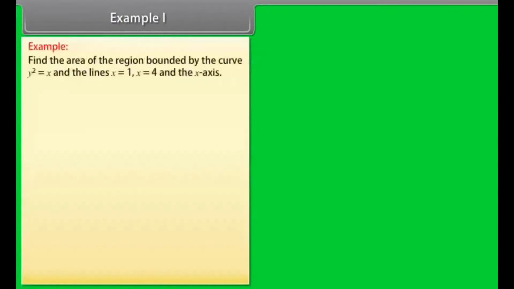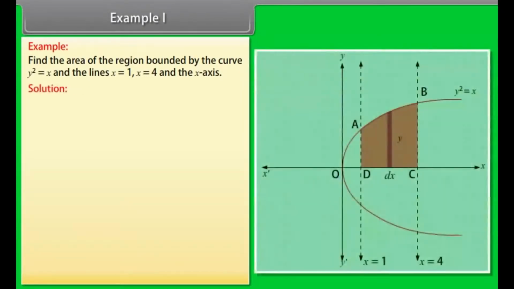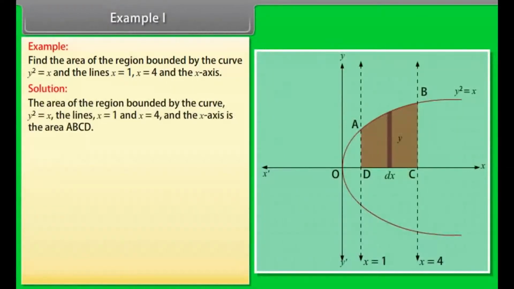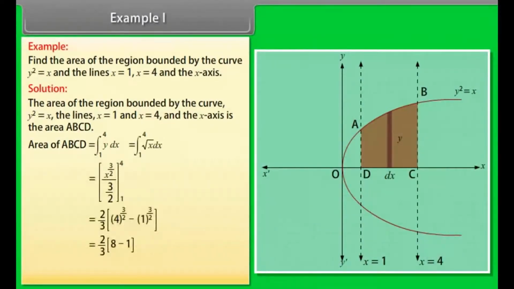Example first. Find the area of the region bound by the curve y² = x and the lines x = 1, x = 4, and the x-axis. Solution. The area of the region bound by the curve y² = x, the lines x = 1 and x = 4, and the x-axis is the area ABCD. Area of ABCD is equal to the integral from 1 to 4 of y with respect to x. By solving it, we get area of ABCD is equal to 14/3 square units.